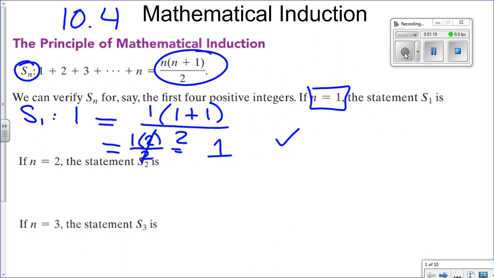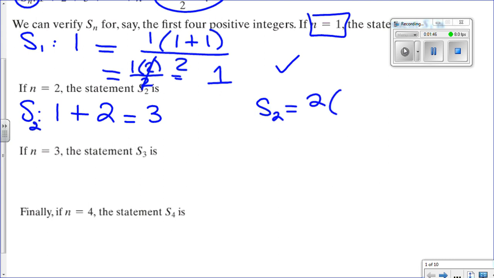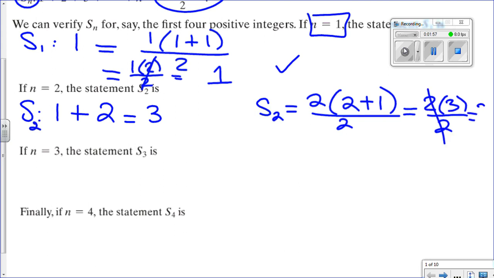Now let's see if the statement is true for s sub 2. So that means that we're going to take the first two numbers. So 1 plus 2, and we all know that is equal to 3. So now let's see if that will be true with the formula. So s sub 2 is equal to 2 times 2 plus 1 divided by 2. And so this will be 2 times 3 divided by 2, and so that is equal to 3. So we know that the statement is true for s sub 2.